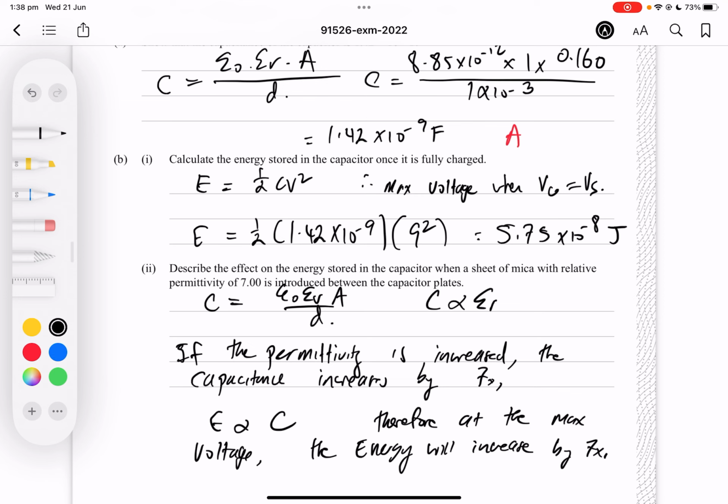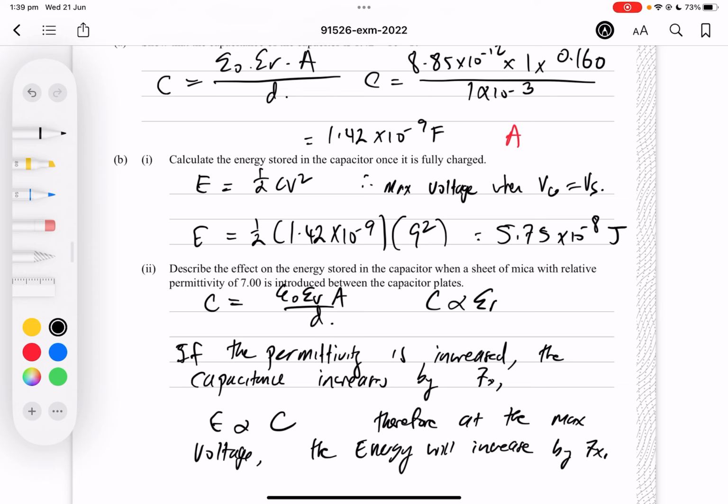So that's really all you need for this question. You can go into a bit more detail if you really want to, but it's not really needed at this level. So at this level, you really just look at the formula. You're just saying that permittivity increased by 7 times, capacitance is proportional, so therefore capacitance increased by 7 times, and energy is proportional to the capacitance, so therefore energy increased by 7 times. That's really all you need at this level.